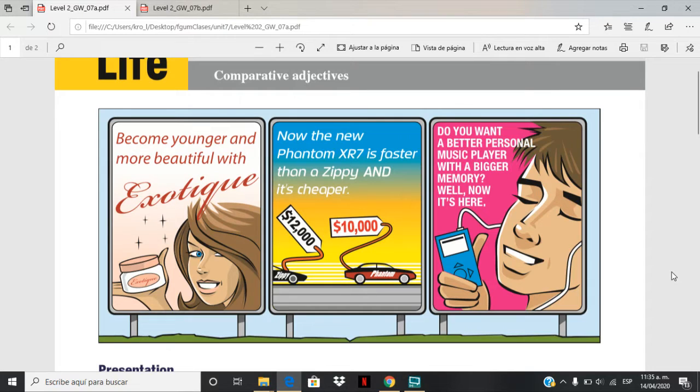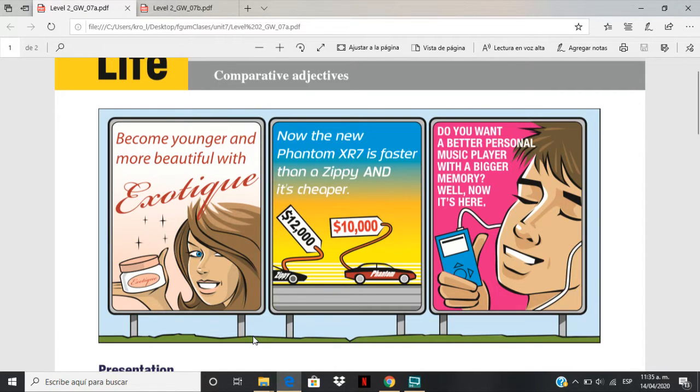We will start working this week and try to have a review of last lesson. Remember, we were studying comparative adjectives and superlative adjectives. Okay, so we are going to have a review and some exercises to do. It's more like presentation and practice. So look at these advertisements.